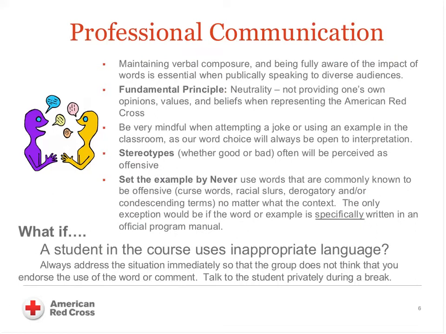What would you do if a participant used or is using inappropriate language? Act quickly to address the situation and let the group know that terms like that are unacceptable. Discuss the situation with the student during a break.